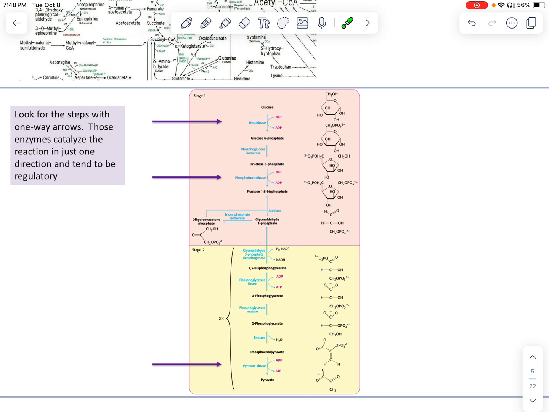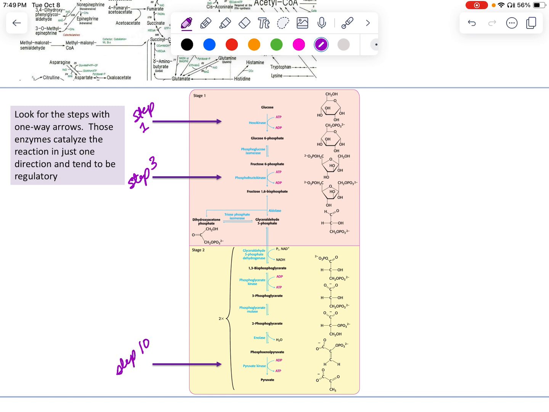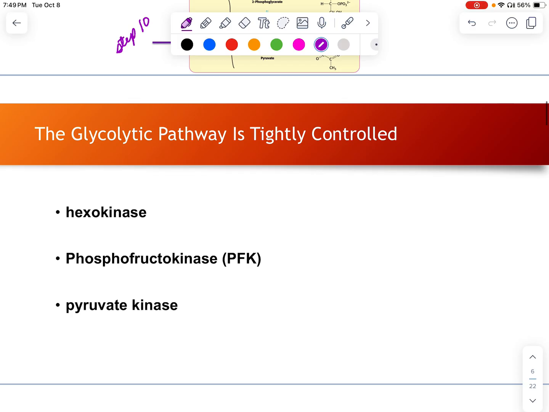So if we go back to this summary slide and you look at these arrows, we see we've got step 1, which is an irreversible reaction. And if you remember, we're phosphorylating that glucose and then it's kind of trapped in the cell. All right, step 3 with our phosphofructokinase, that PFK enzyme. And step 10 are the ones that tend to be regulatory because they're reactions that go only one direction. Okay, the three enzymes that are involved in those. So here's step 1, step 3, step 10. Those are the three we're really going to be looking at.